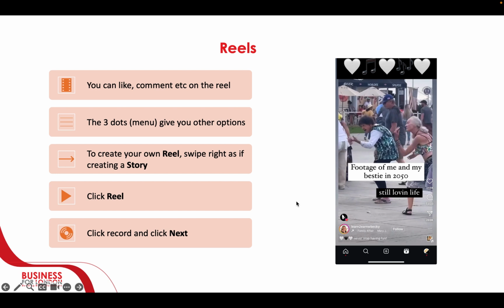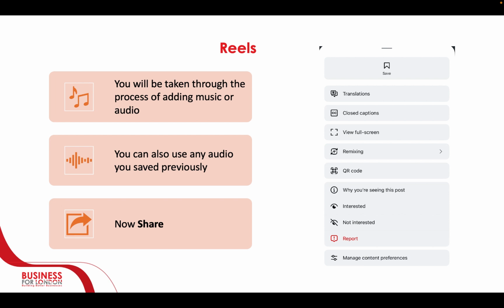And as I mentioned before, when you're on your home feed, you just swipe right as if you're creating your own story and select reel from the bottom, click record, click next, add anything else that you want to, such as text or music or audio. You can even add audio that you may have previously found on Instagram and saved. And then basically you go through to the next part where you can share your reel. So let's go and take a look on Instagram itself and have a look at some of these functions live.